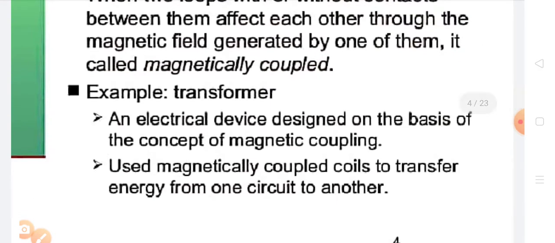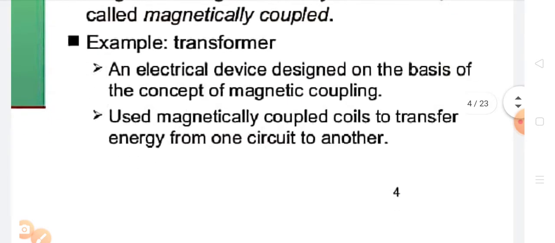An example of a magnetically coupled circuit is a transformer. It is a device designed on the basis of magnetic coupling. By using these magnetically coupled coils, you can transfer energy from one circuit to another circuit.